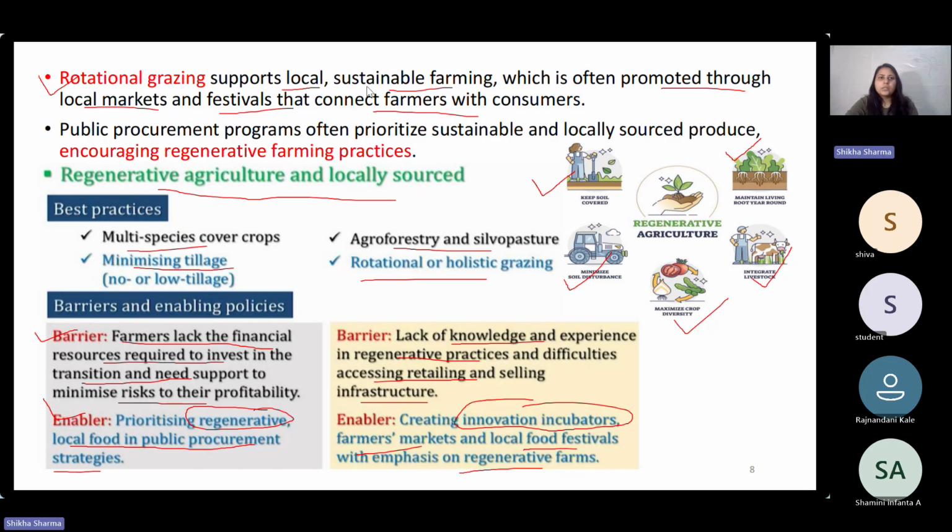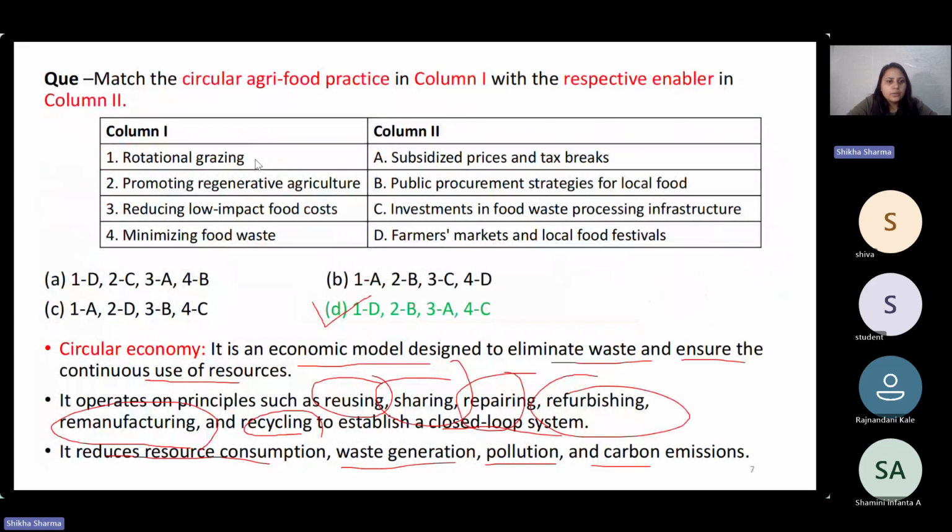So the rotational grazing basically supports the local sustainable farming, which is promoting the local markets and the festivals which connect the farmer with the consumers. And second is public procurement programs often can prioritize sustainable and locally sourced produce, and it encourages the regenerative farming practices. So here, this rotational grazing is basically linked to the farmers market and local food festival, so that the connection with the consumers can be more, or selling can be increased.